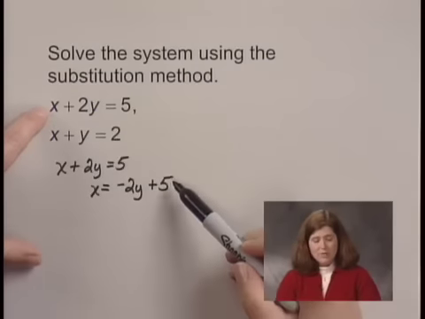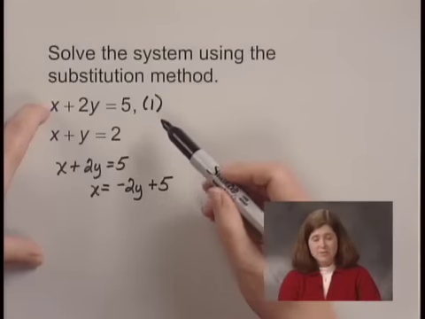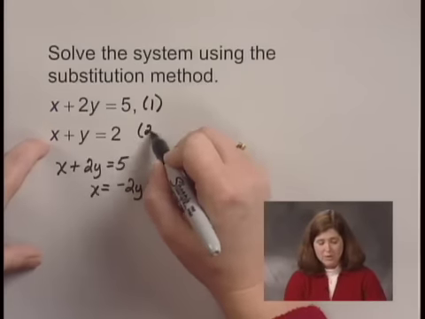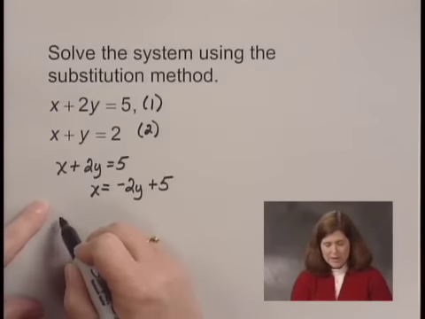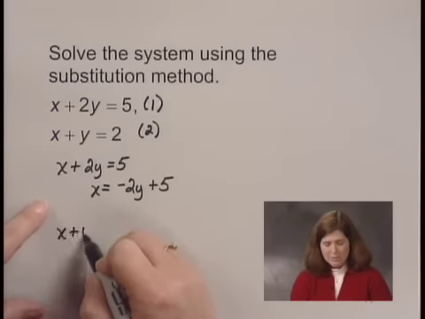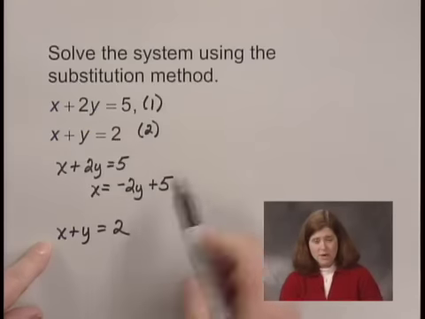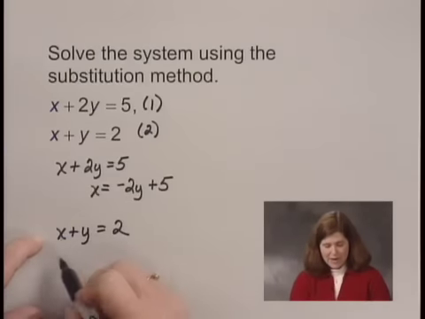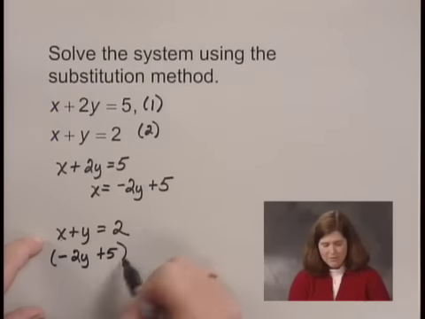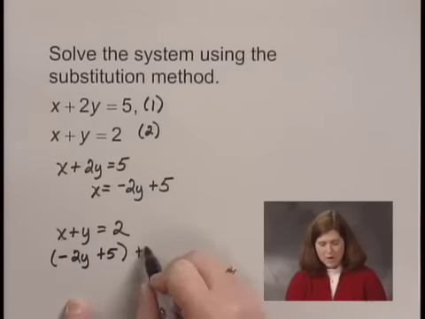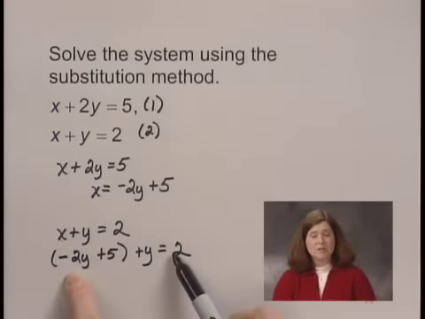Now, I solved the first equation, I'll call that equation 1, for x. So I want to substitute this value into the other equation, which I'll call equation 2. So my equation 2 said x plus y equals 2, but x is the opposite of 2y plus 5. So where I have an x, I put the opposite of 2y plus 5 for the x, plus the y equals 2. Now I'm going to solve this for y.